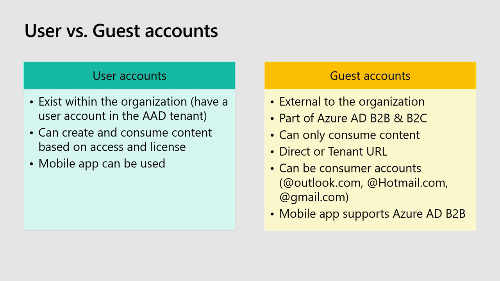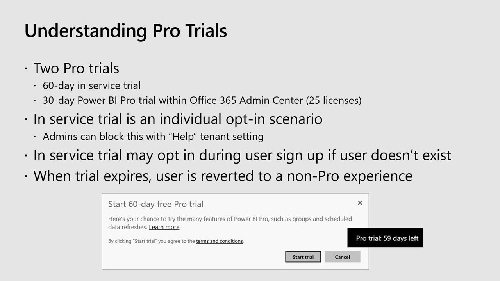Okay. And then Pro trials. There are two types of Pro trials. One is the actual Power BI Pro trial subscription from an Office 365 perspective. That includes 25 user licenses and has like a 30-day time period as part of it. There is also the more major one, the free Power BI Pro 60-day in-service trial. This is the one Kai was talking about, where you have, as an admin, no visibility into who those are in your organization, with the exception of the audit log.